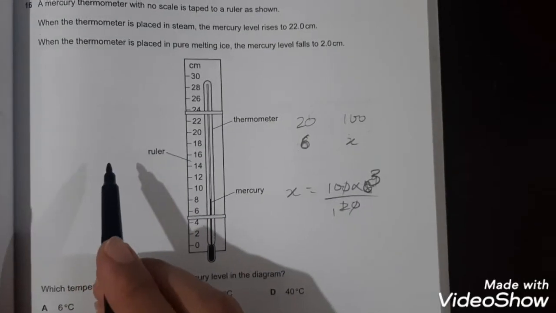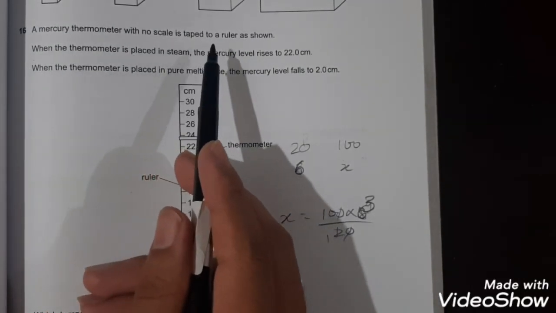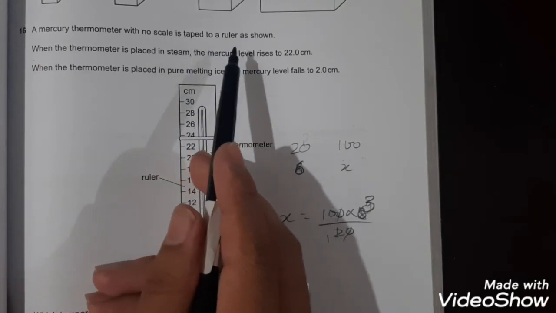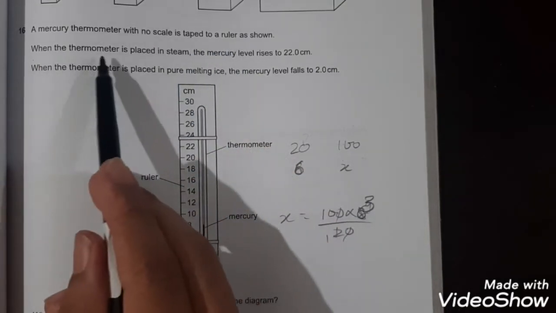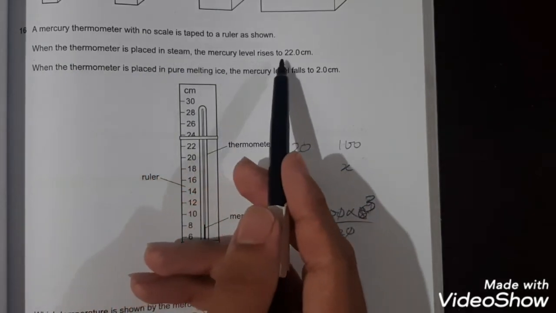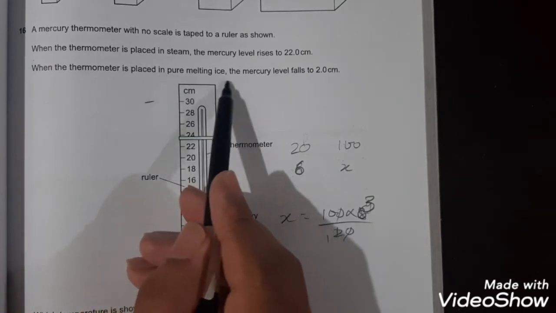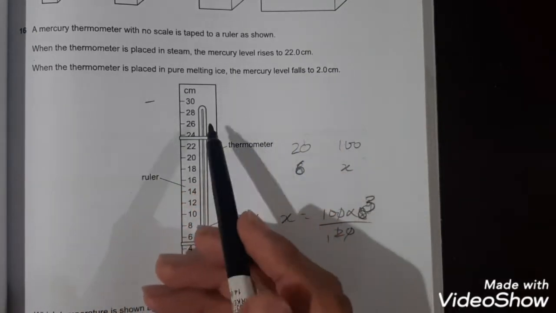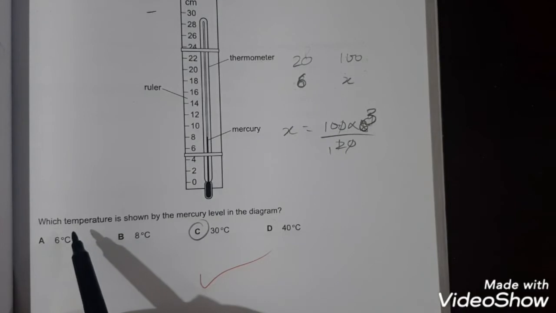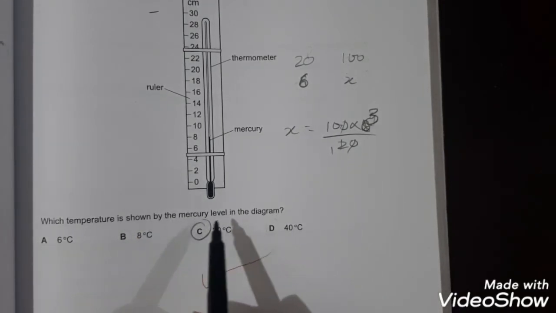Question 16 states a mercury thermometer with no scale is taped to a ruler as shown. When the thermometer is placed in steam, the mercury level rises to 22 centimeter. When the thermometer is placed in pure melting ice, the mercury level falls to 2 centimeter. Which temperature is shown by the mercury level in the diagram?